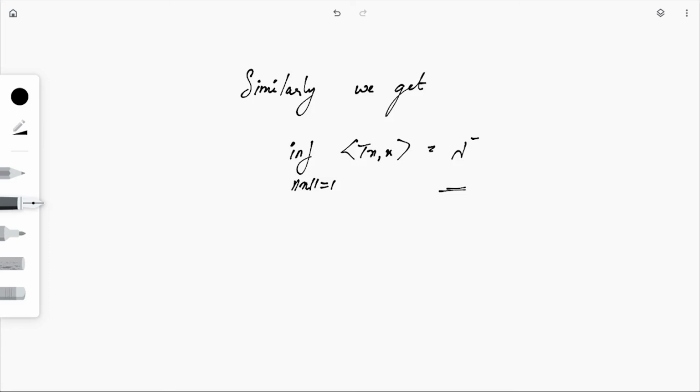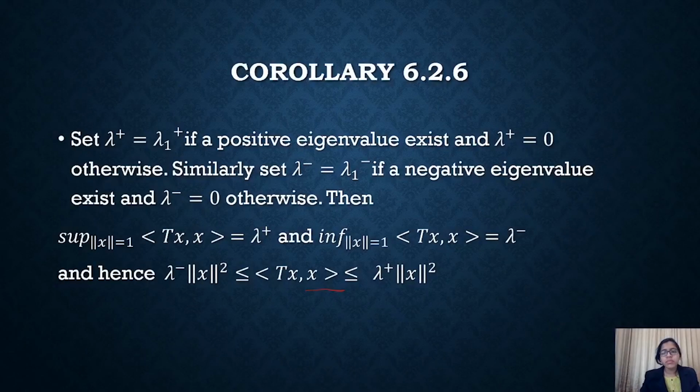So just go through the corollary once again, and we'll be using this inequality so often. Here we have the last part of the corollary. I have just mentioned in the beginning itself, it is simple from the inequality or the expression that we have obtained just now. That is, if the supremum of Txx is equal to lambda plus and the infimum of Txx is lambda minus, then this inequality is clearly obtained.